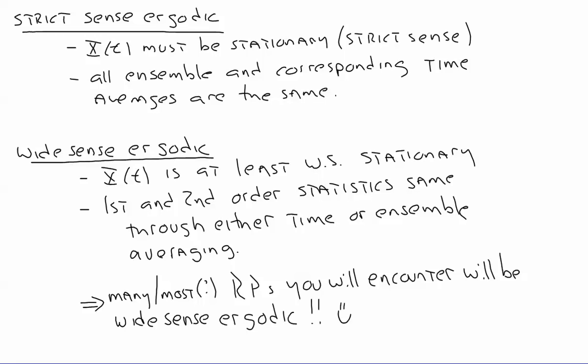All right? Most random processes that you are likely to encounter in your career are going to be at least wide sense ergodic. So I've told you in the past that we are only going to consider up to second order statistics for this course. And most things that we're going to look at are going to be at least wide sense ergodic. So from this point forward, if I say something is ergodic or if I say something is stationary, I'm implying that it's at least wide sense stationary or wide sense ergodic. All right, I'm just going to drop the wide sense stuff. Okay? All right.